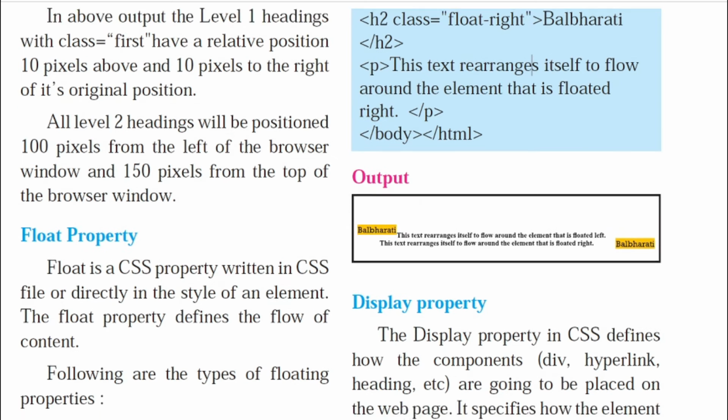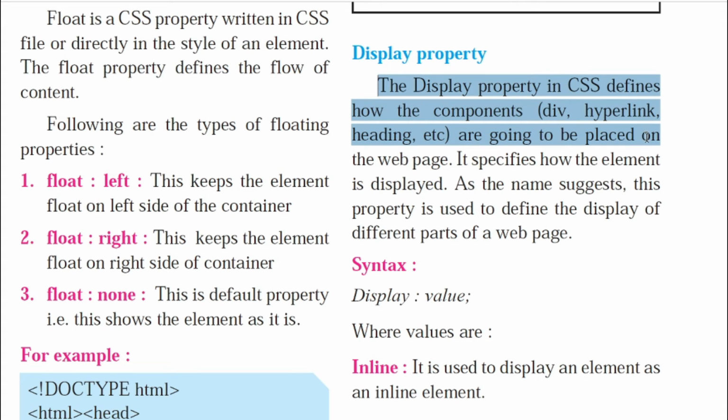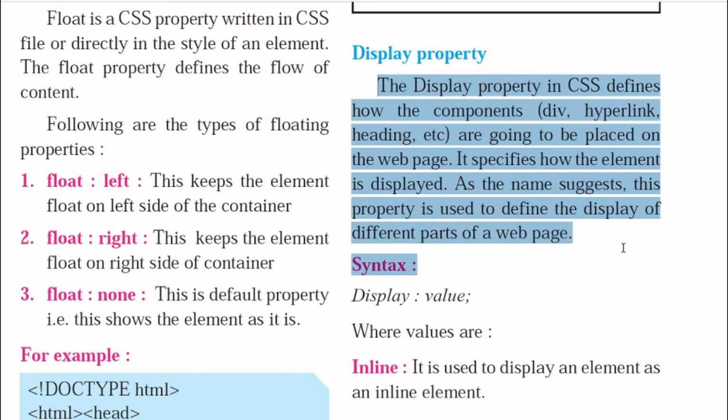Moving on to the next one, we have the display property, my dear students, yet another property of CSS. The display property in CSS defines how the components, that is div, hyperlink, heading, etc., are going to be placed on the web page. Once again, this is related to positioning, my dear students. It specifies how the element is displayed. As the name suggests, this property is used to define the display of different parts of a web page. Various parts of the web page are very specifically mentioned through the display property.